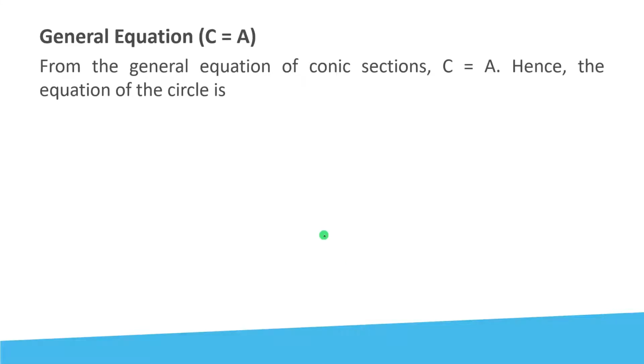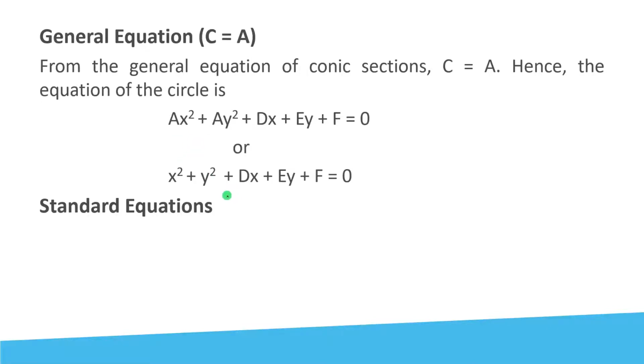This is the general equation of a circle, where we have ax squared plus ay squared. Simply, from the general equation of the conic, this is supposedly cy squared, but a is equal to c. So the coefficients of x squared and y squared are the same. Hence, the equation of the circle is this one, or we can rewrite that as x squared plus y squared plus dx plus ey plus f equals 0.